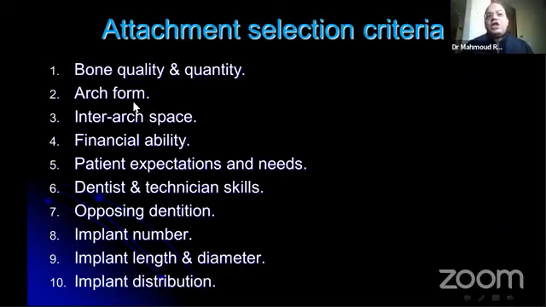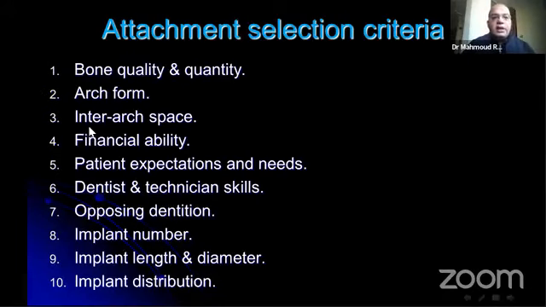The arch form also is a very important option. If you have a V-shaped arch, you have a stability problem. So you have an unfavorable ridge form that can't be beneficial for stability. So you may use the bar attachment to give you more stability.